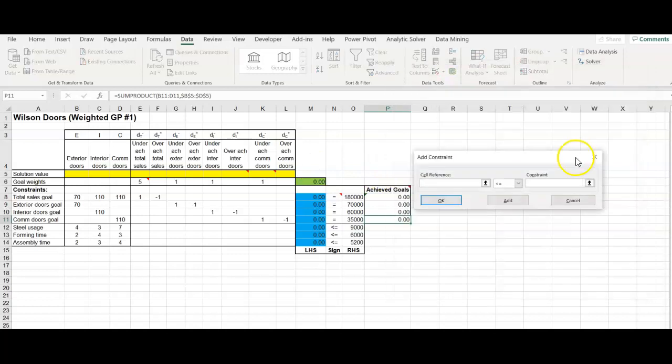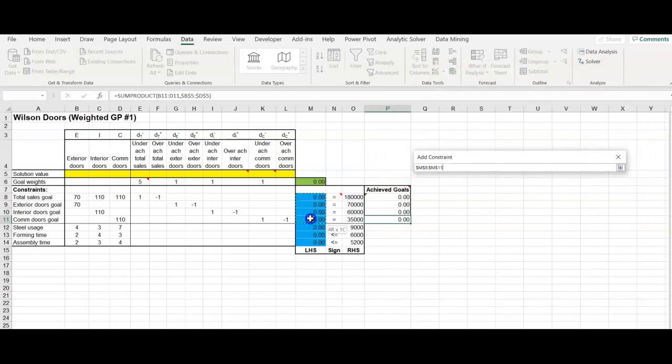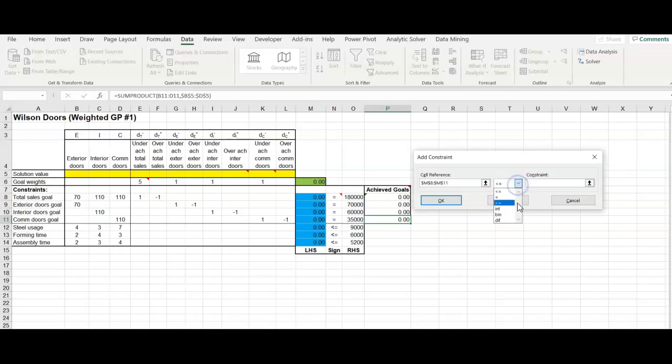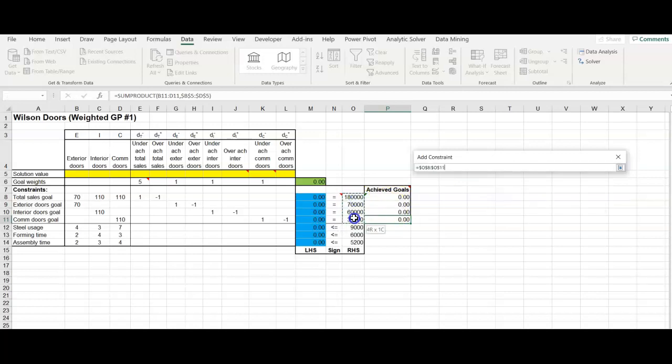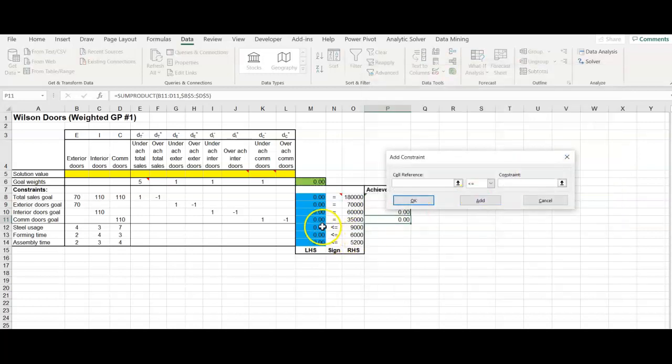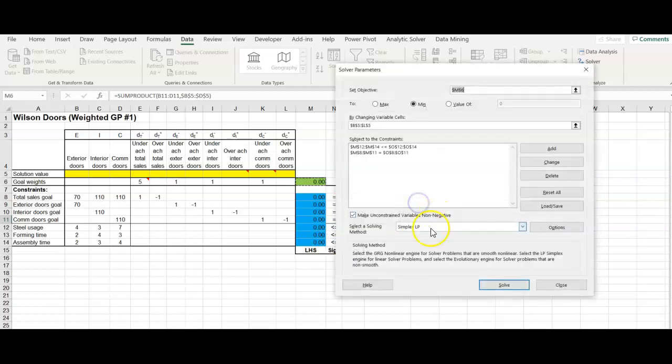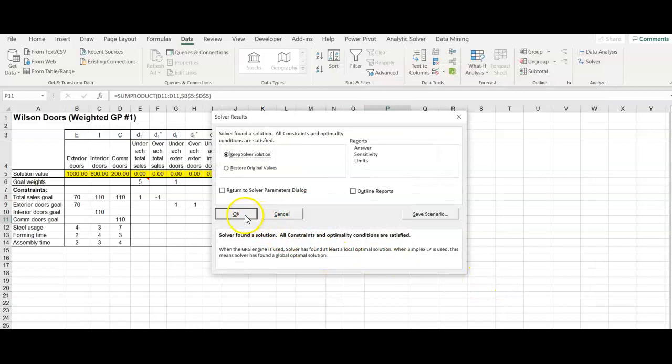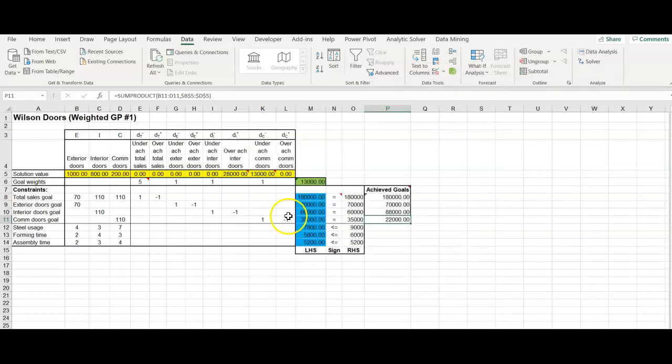Now I'll add the constraints. The first set of constraints are the ones with the equal sign. And then the next set of constraints, which are from our original LP problem on resource availability. So now I've added everything that I need for the Solver window to work. Hit Solve. And looks like Solver has found a solution for us.